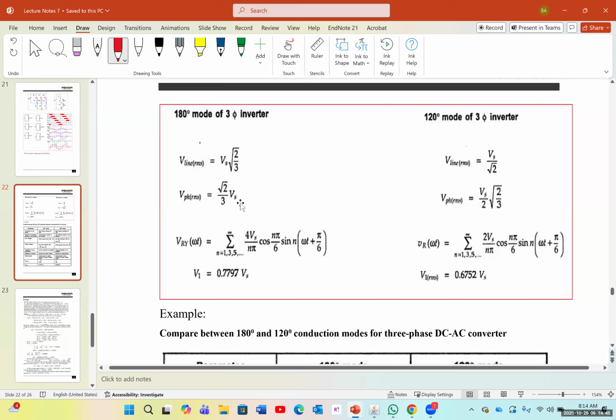What about the V phase? Again, V phase for this one is going to be square root of 2, which is 1.4 times Vs over 3. The other one is going to be a little less. Let's find the exact numbers, actually. Let me calculate the exact numbers.